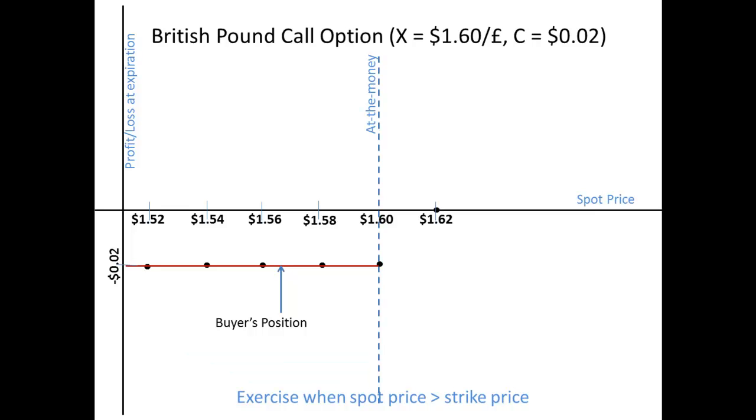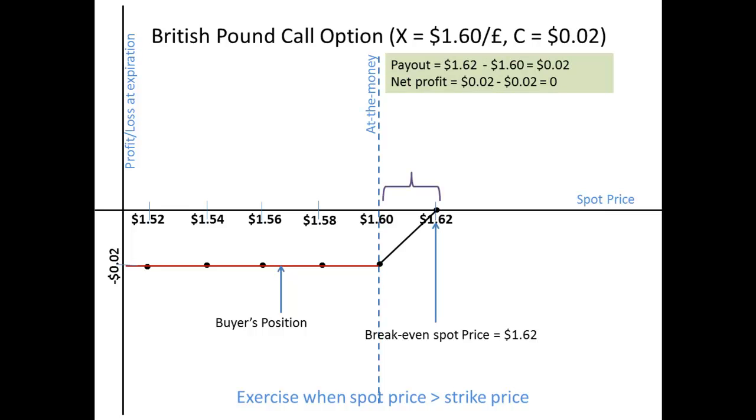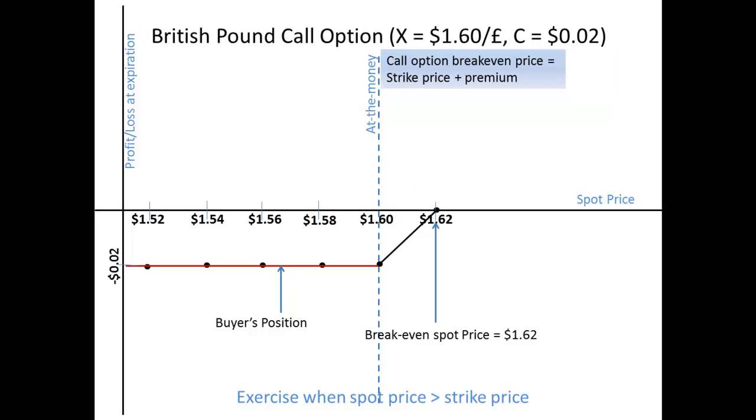At $1.62, the spot price is higher than the strike price. So the buyer will exercise the option. The payout is going to be 1.62 minus 1.60, which is the strike price. So the payout is going to be 2 cents, but the net profit after you take into consideration the premium is going to be 0. So 1.62 is the break-even price. For a call option, therefore, the break-even price equals the strike price plus the premium.